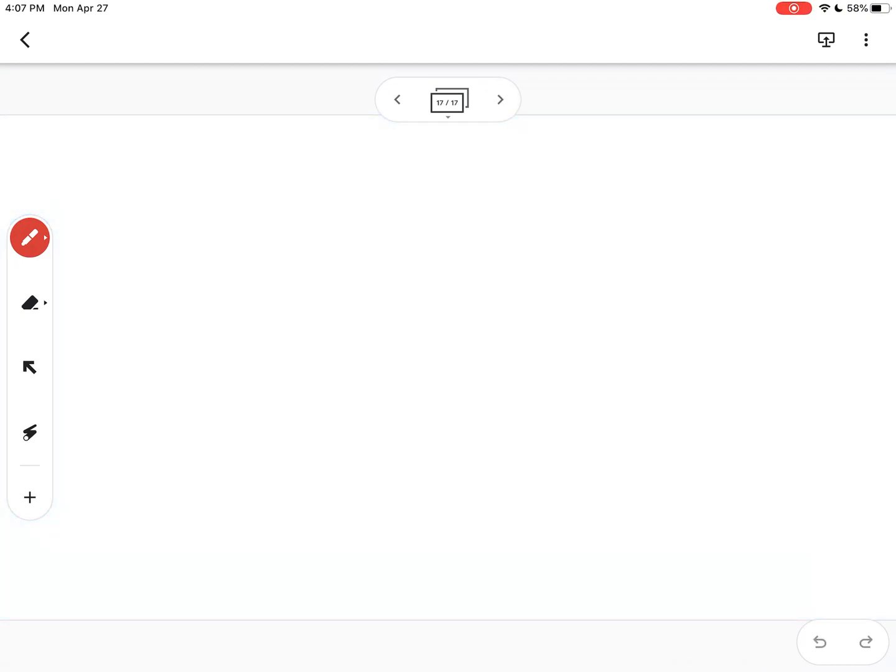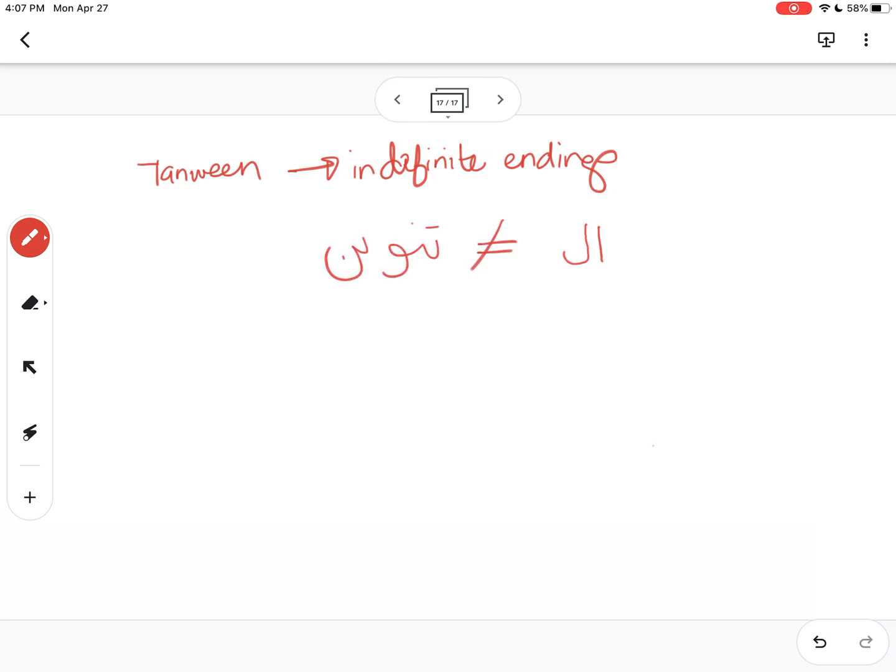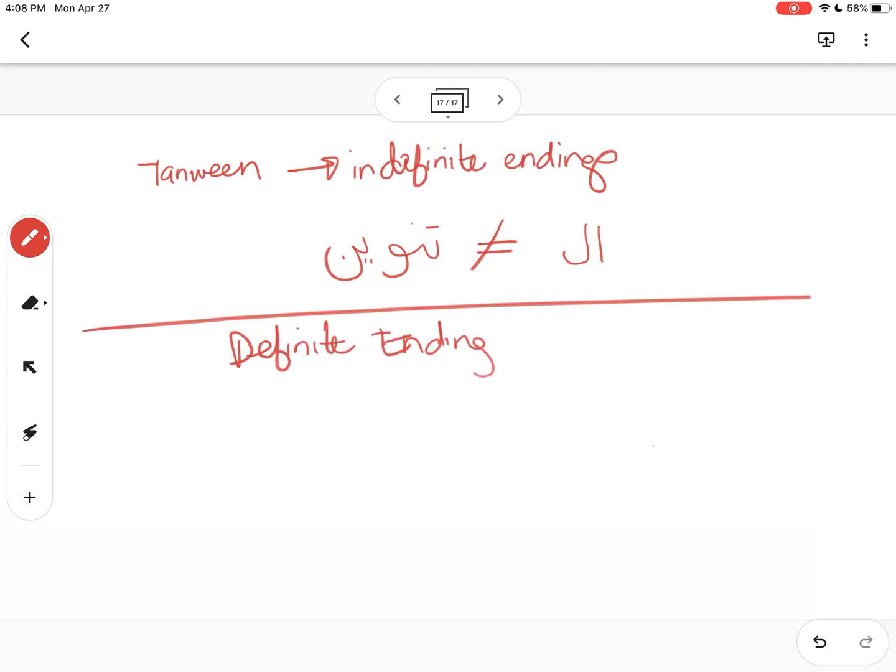Tanween, when you think of tanween, are only used as indefinite endings. So what that means is if you have a word with alif lam, it cannot ever take tanween. You'll never see a word that has alif lam with tanween. And the reason why is because tanween is indefinite and alif lam is definite. It defines a word, makes it specific. Okay? So what we have to now cover as the last thing is definite endings.